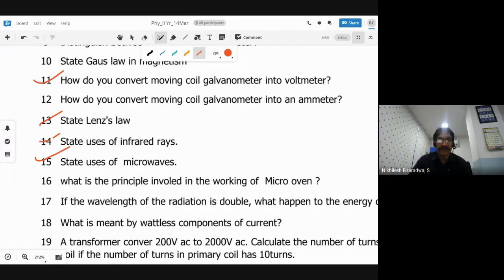Next, what is the principle involved in the working of micro oven? Radio waves are used in micro oven. You can write radio waves are used in micro oven. These radio waves are absorbed by the water, fat, and sugars, and they can be converted directly into heat.